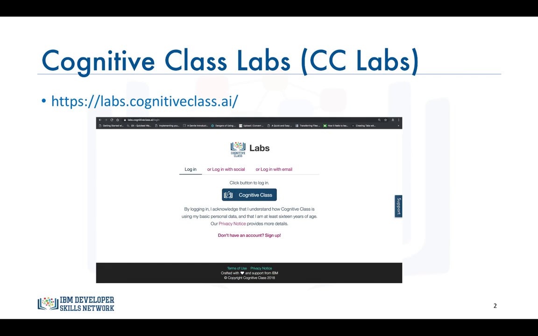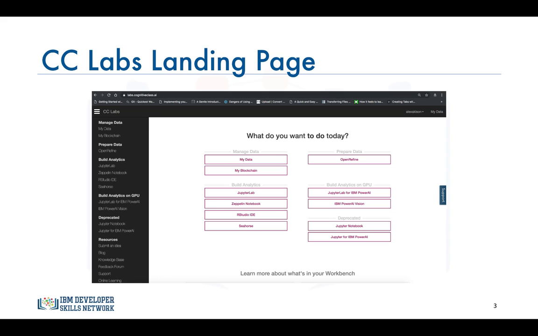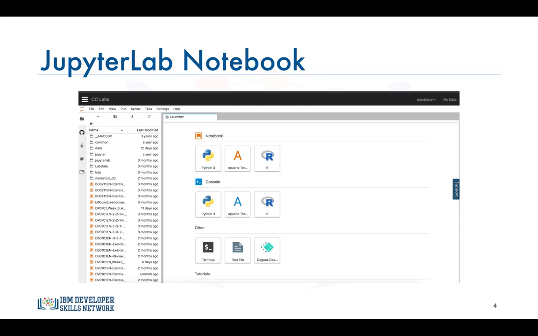In this course, we will be using Cognitive Class Labs, or CC Labs for short, as our platform to run the lab sessions. So if you go to labs.cognitiveclass.ai, you can either sign in if you already have a Cognitive Class account, or sign up if this is your first visit to Cognitive Class or its labs platform. Once you sign in, you should get to this landing page where you can select different environments. Let's click on Jupyter Lab to start a new Jupyter Lab notebook. Once Jupyter Lab loads, click on the Python 3 icon to start a new notebook.